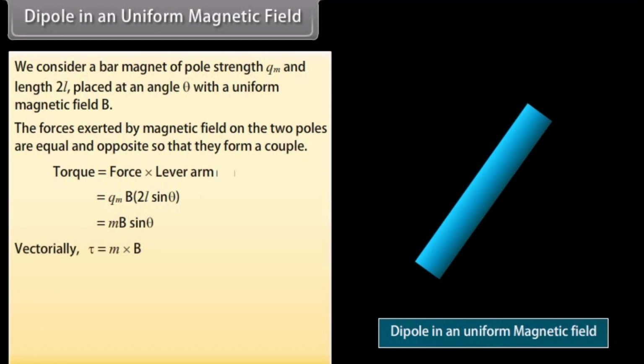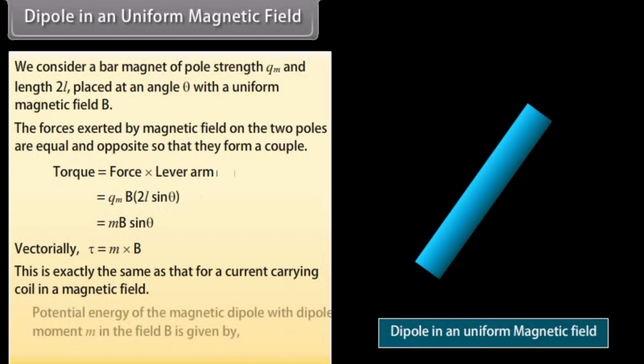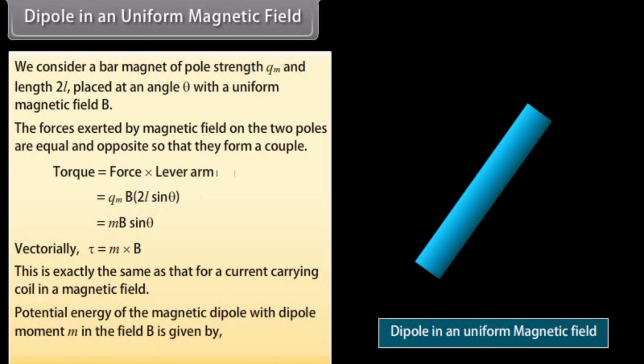Vectorially, it is represented as τ equal to the cross product of m and B. This is exactly the same as that of a current-carrying coil in a magnetic field. Potential energy of the magnetic dipole with dipole moment m in the field B is given by negative dot product of m and B.